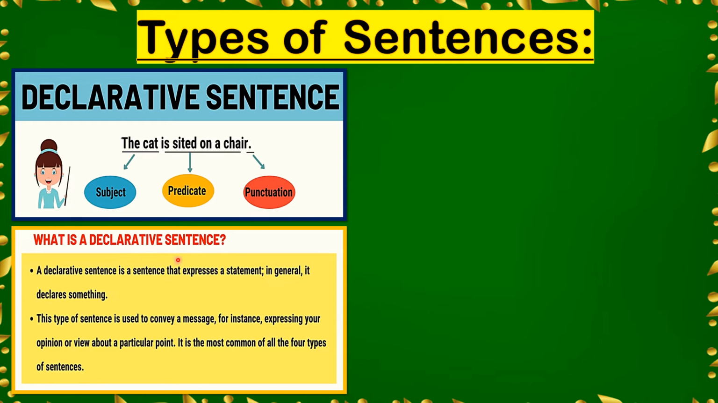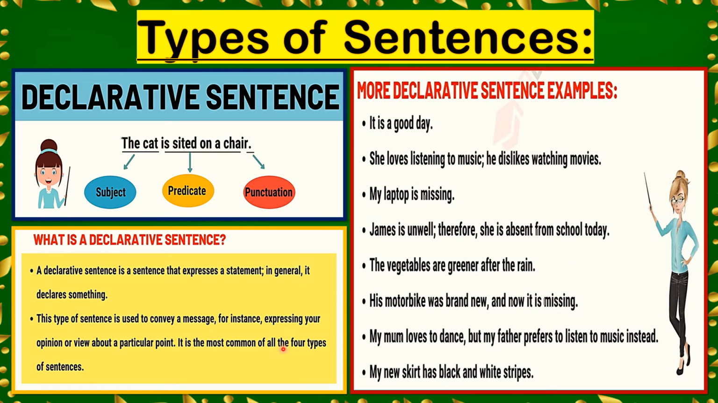So what is a declarative sentence? A declarative sentence is a sentence that expresses a statement. You're saying a statement in general. It declares something. This type of sentence is used to convey or relay a message, for instance, expressing your opinion or view about a particular point. It is the most common of all 4 types of sentences. That's why it's called a declarative sentence. You are declaring something. These are examples of declarative sentences.